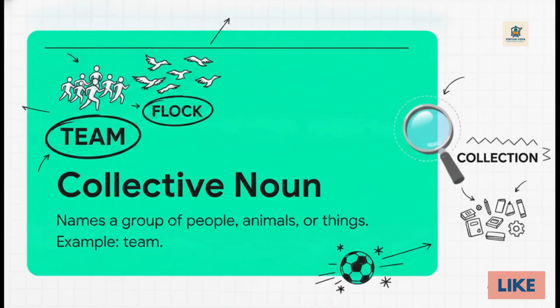Now for collective nouns. A collective noun beautifully groups people, animals, or things together into one single word. So instead of saying many birds flying together, we just say a flock. Other examples include a team of players, a class of students, or a herd of cows. Like in the sentence, the team won the match. The word team is a collective noun standing in for all those individual players.